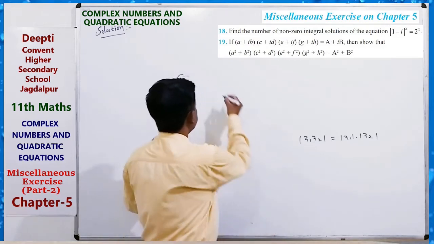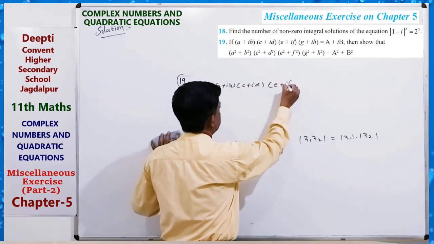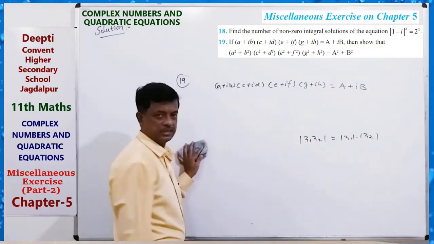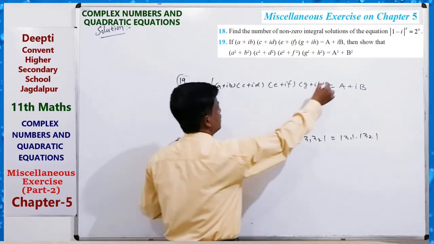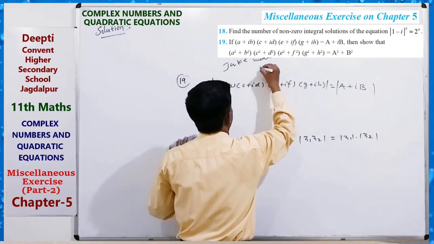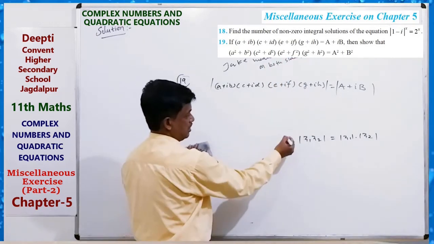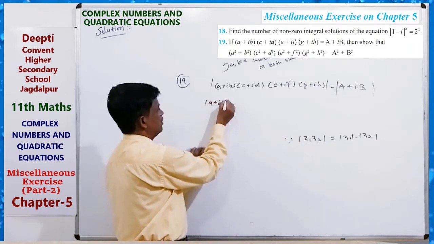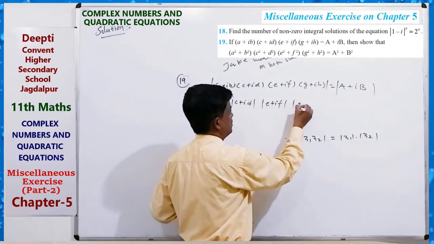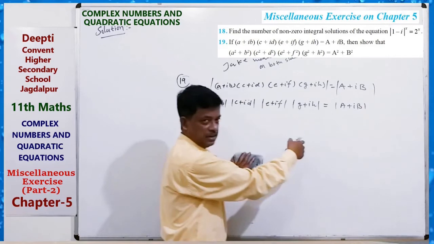So here (A plus iB)(C plus iD)(E plus iF)(G plus iH) equals A plus iB. This is given. So just take the modulus on both sides. Using this relation, we can write the modulus of (A plus iB), (C plus iD), (E plus iF), (G plus iH), and A plus iB.